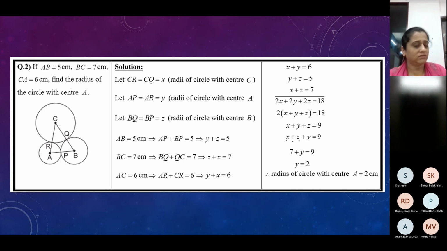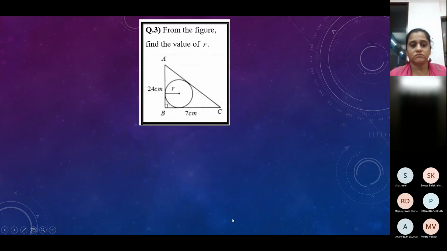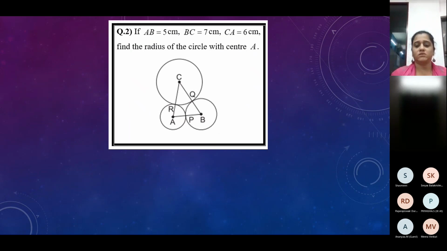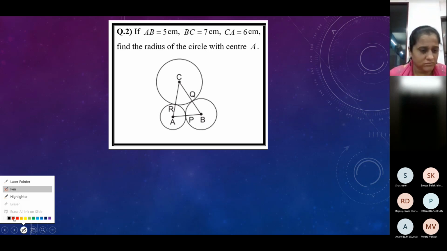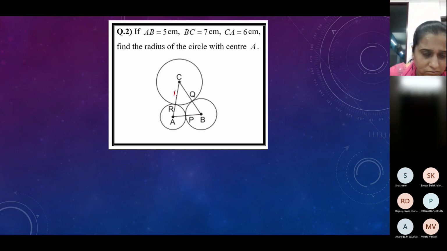Is it right, children? Yes, Prana will tell us. Yes, Prana. Yeah, correct. We can assume that CR is equal to CQ, just both are radii of the circle. And then AR and AP both are equal, being tangents from an external point. So can you put that as Y?